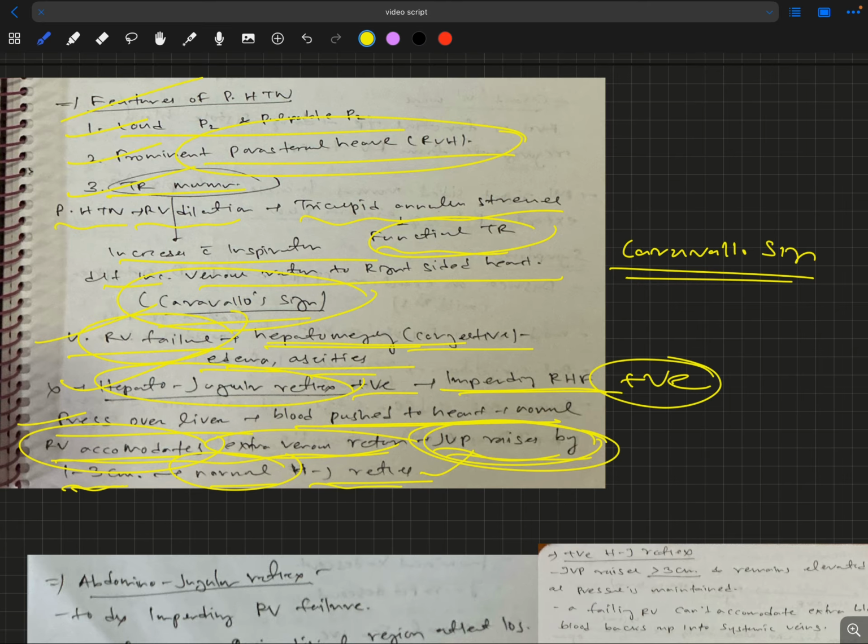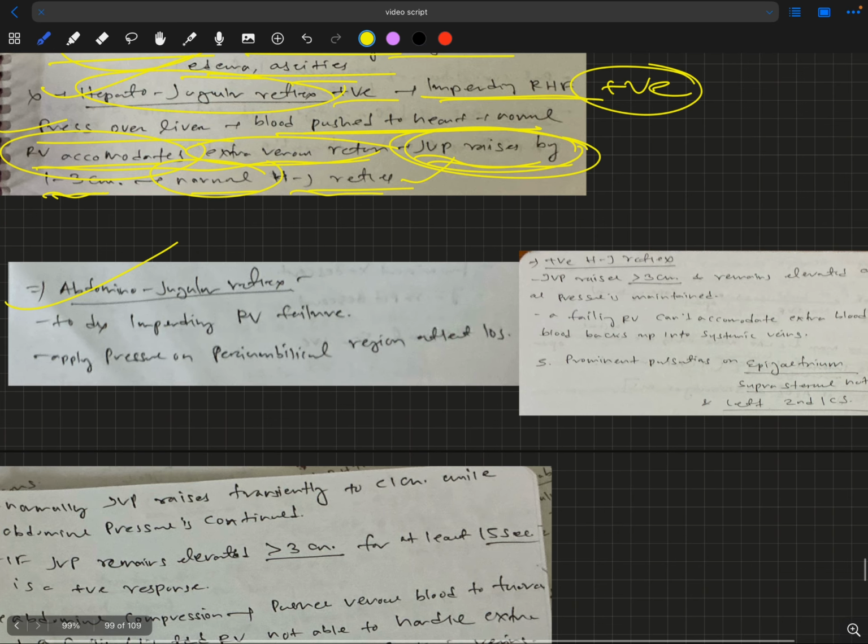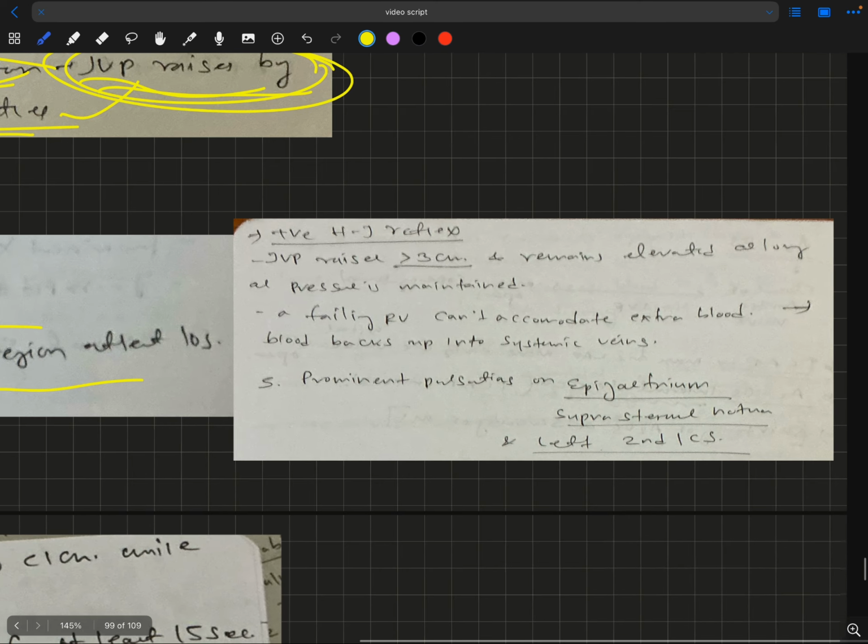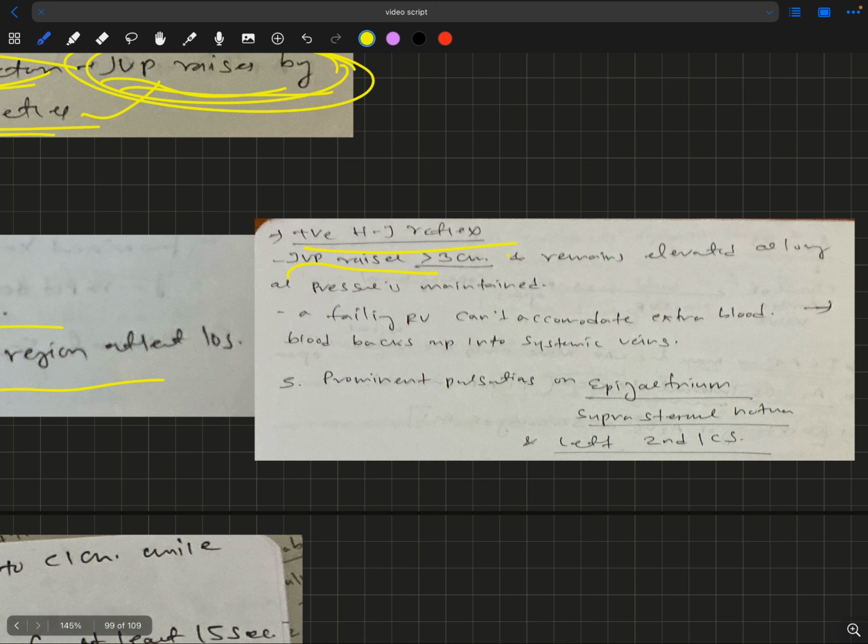we remove the hand. To diagnose impending right heart failure with abdominal jugular reflex, apply pressure on the periumbilical region for at least 10 seconds. Positive hepatojugular reflex means JVP rises more than 3 centimeters and remains elevated as long as the pressure is maintained. So a failing right ventricle cannot accommodate the extra blood, and blood backs up into the systemic veins.